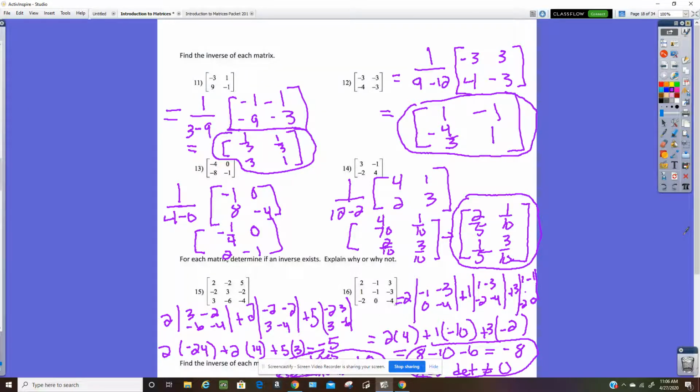Number 11, if this product on the diagonal is 3, and then subtract 9, so you have -1/3. Switch this diagonal, -1 and -3. Opposite of -9 is 9. Opposite of 1 is -1. So I do -1/3 times each of these entries here. So 1/3, 1/3, and -9 divided by -3 would be 3. -3 divided by -3 is 1.